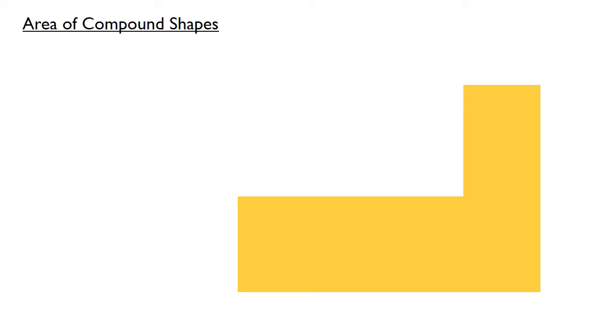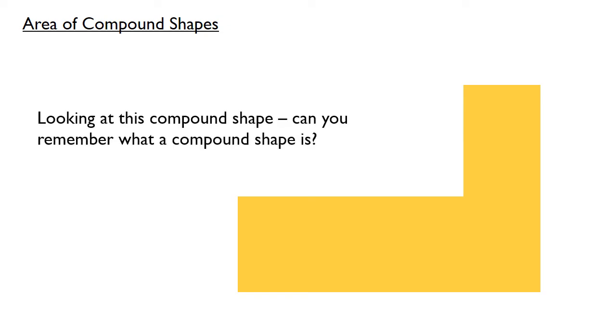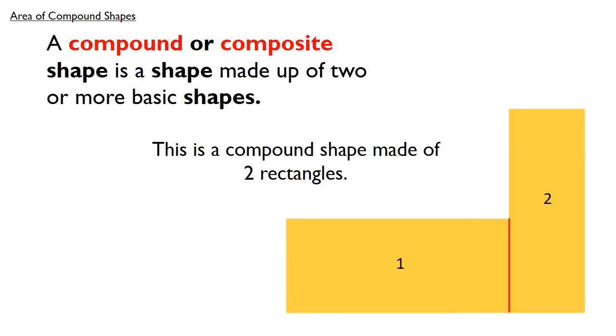Next up in your learning came working out the area of compound shapes. So, looking at this compound shape, can you remember what a compound shape is? I'm sure all of you were able to remember a compound or composite shape is a shape made up of two or more basic shapes. So, this shape here is a compound shape and it is made up of two rectangles.